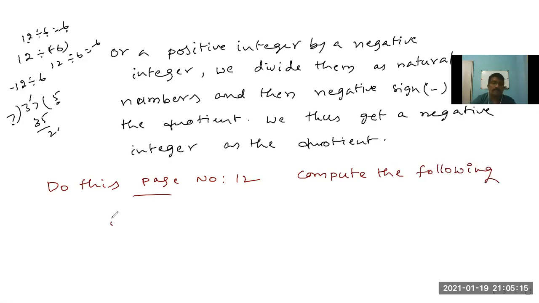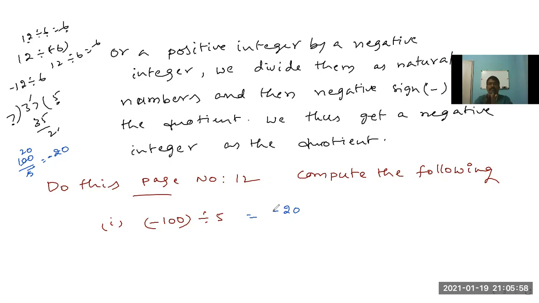First is minus 100 divided by 5. First, you can omit that minus sign. You can take 100 divided by 5. So 5 twenties are 100, so 20. And now we consider the signs. Here there is one negative sign and one positive sign. So those are different signs, then we get a negative number only. So that's why minus 20 is the answer.